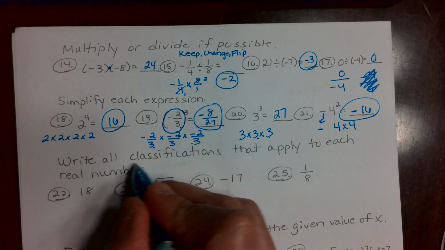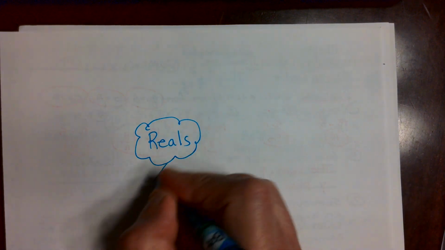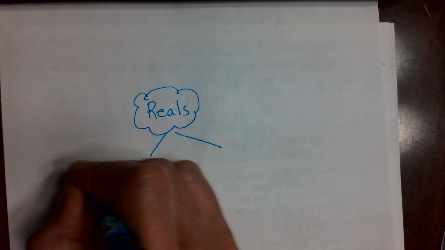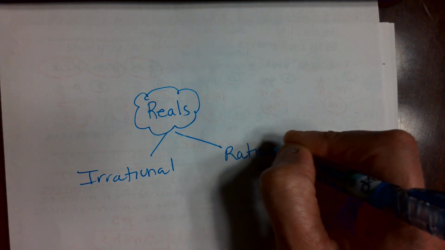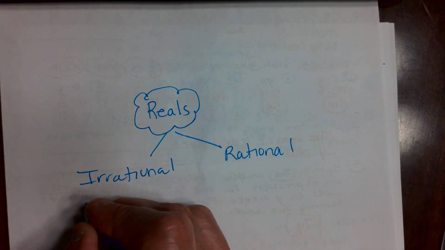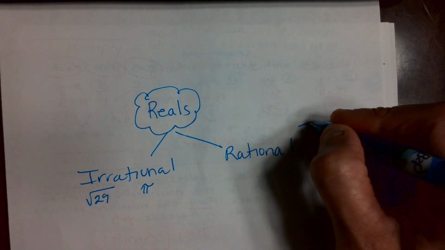All right, write all the classifications that apply to each of the real numbers. So let me grab my other sheet here and let's see. Hopefully you guys can write these down by memory by now. At the very top in the big cloud of all the numbers that you know at this point in your math career, you have the reals. And the reals break down into two other subcategories. What are they? Irrational and rational. Irrational are things like square root of 29, because it doesn't come out even, or pi. Rational can be written as a fraction.